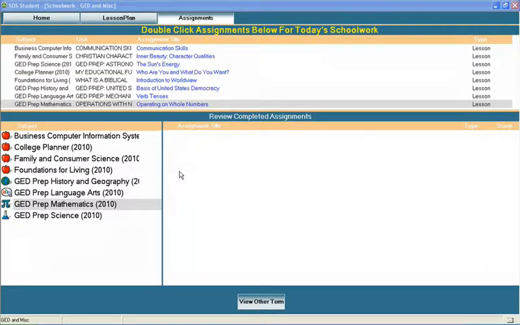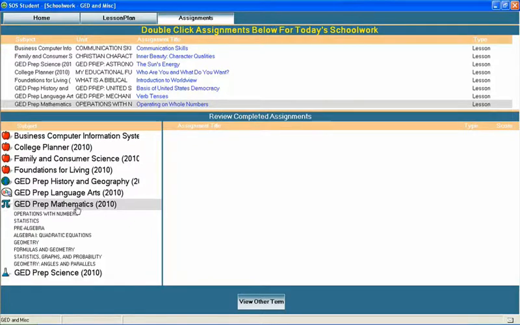Welcome to Switched On Schoolhouse GED Prep Math. In this 8-unit GED Prep course, your students will be able to refresh the necessary material for successful completion of the math portion of the GED exam.